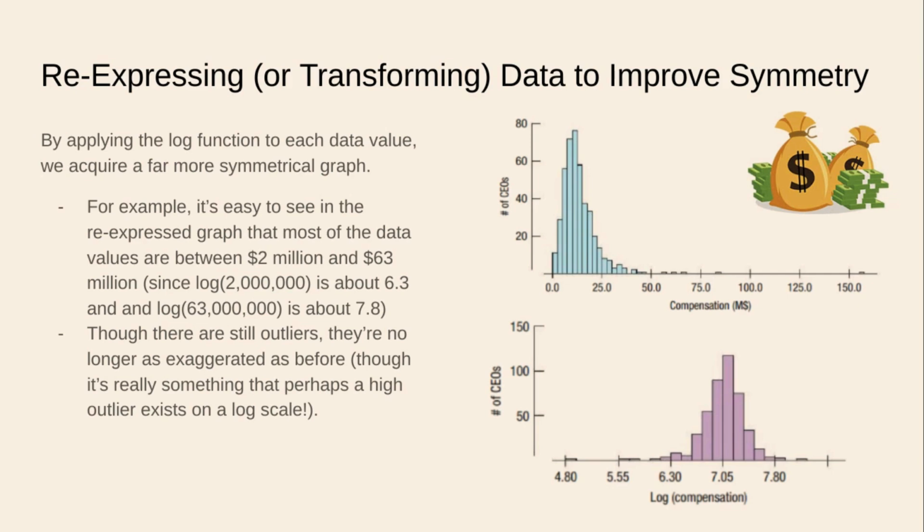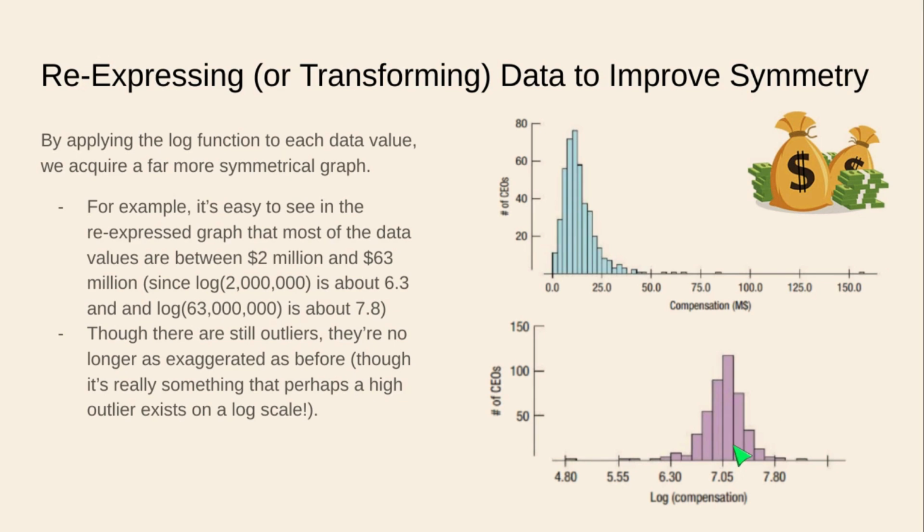Right? There are still outliers, okay? There are a few outliers in the log graph. I agree. Sometimes you can only do so well. But they are no longer as exaggerated as before. We don't have the bulk of our data over here and this fella here out in no man's land, okay? We have outliers, but they're not terribly far away from the bulk of the data, right?